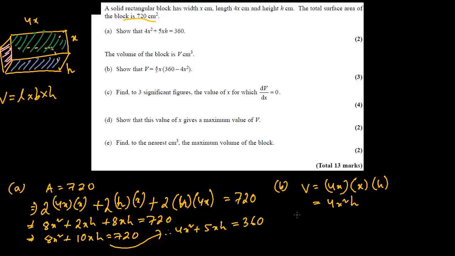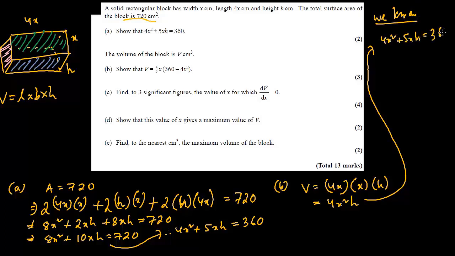So what we can do here is, let me write it out here. We know 4x squared plus 5xh equals 360. So we know 5xh is 360 minus 4x squared. Therefore, h equals 360 minus 4x squared divided by 5x. So we can get that expression.